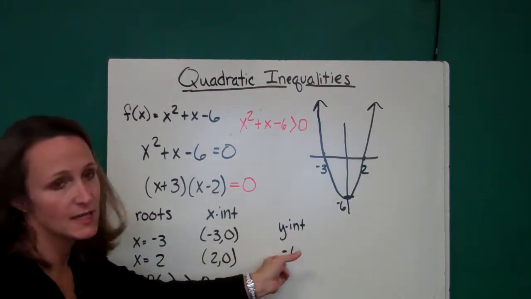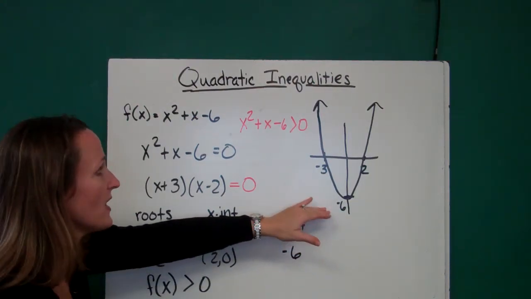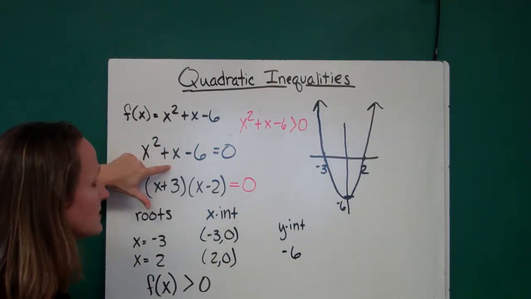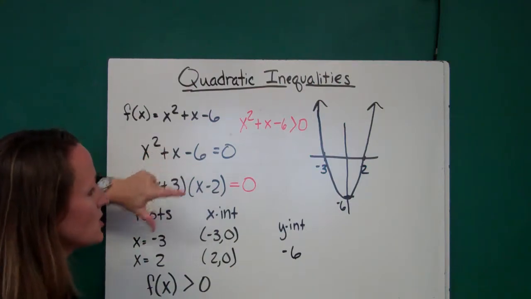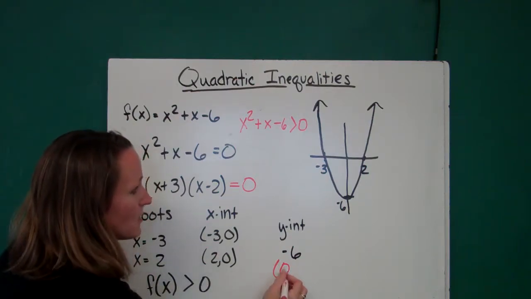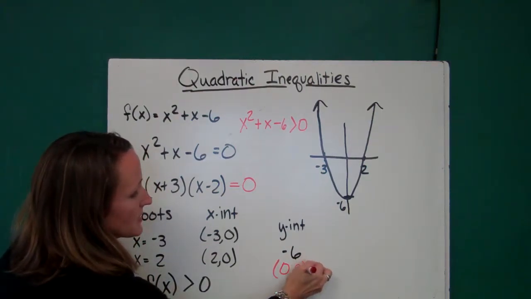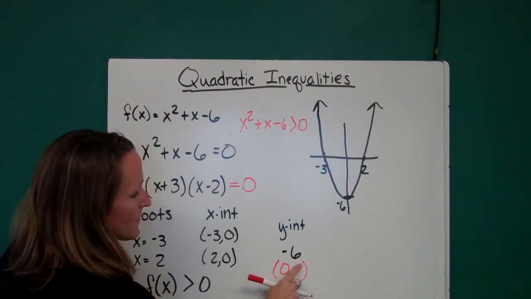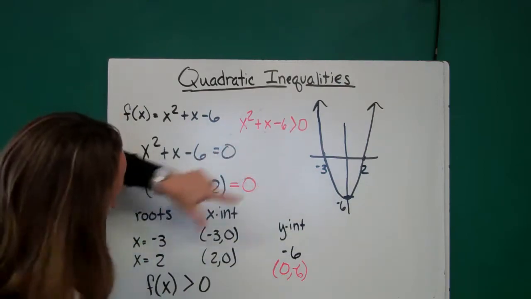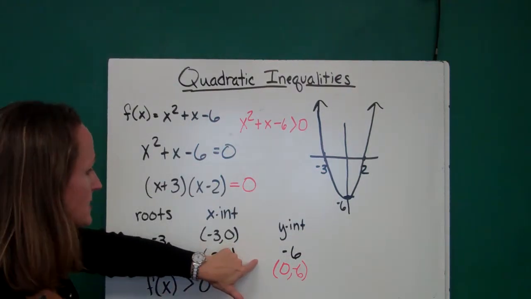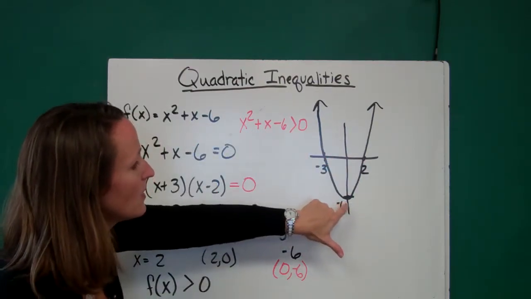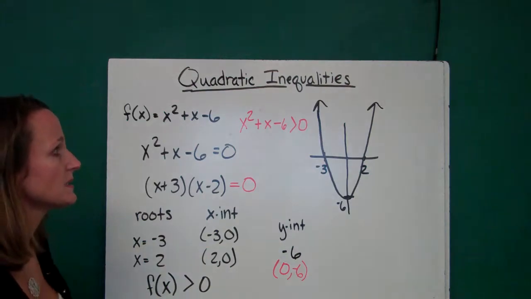My y-intercept is negative 6. Keep in mind, to find that, I plug 0 into my x's. 0 squared is 0, plus 0 is 0, so then I've got minus 6. So I know that my y-intercept is negative 6, or if I wrote it as an ordered pair, it's going to be at 0, negative 6. So I've graphed my parabola using my x-intercepts and my y-intercept. I had x-intercepts at negative 3, 0 and 2, 0, and the y-intercept at 0, negative 6.